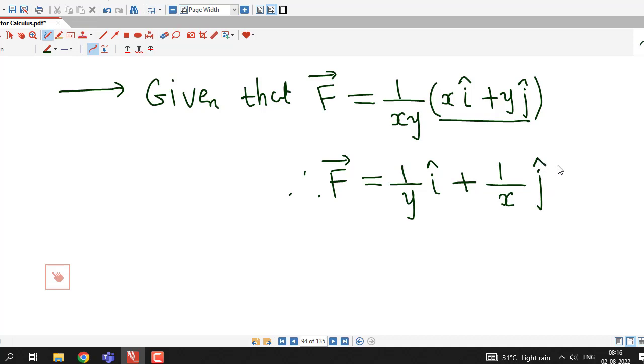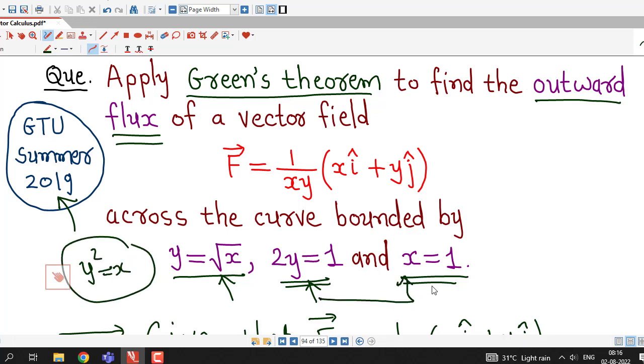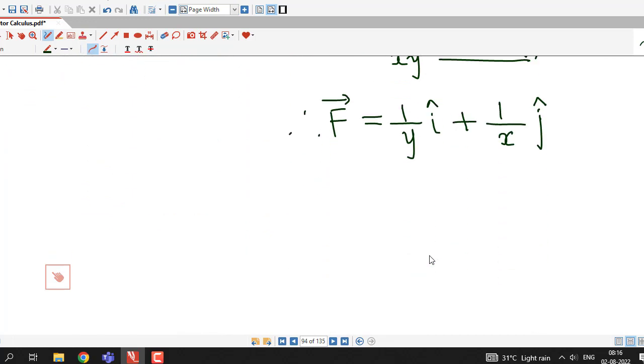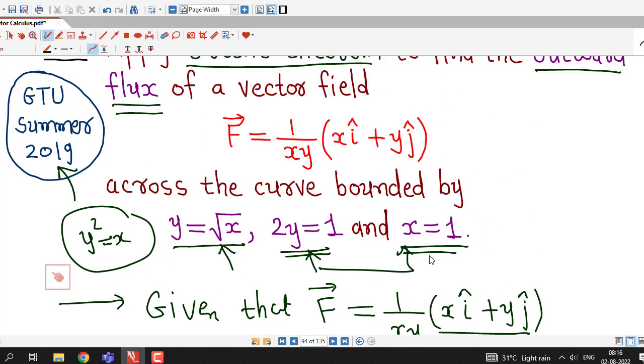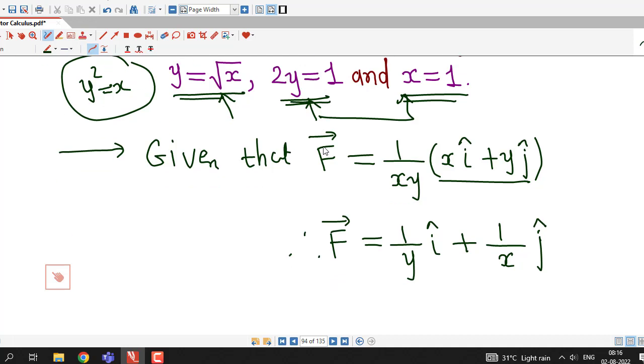So this f bar is defined on the region R, which is bounded by these three curves. One is the parabola y equal to square root of x or y square equal to x, and the other two curves are lines. So we should check whether our vector field is defined over this region bounded by these three curves or not, or we should check whether f bar is defined along curve C, which is the boundary of the region bounded by these three curves.